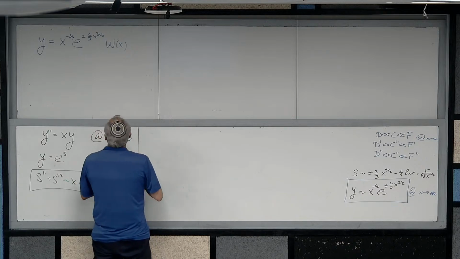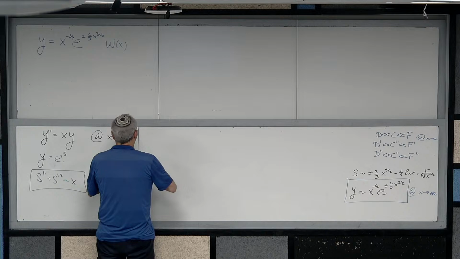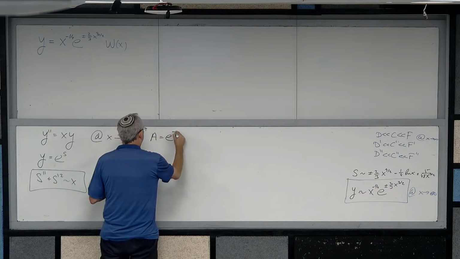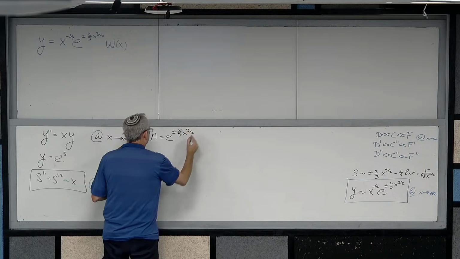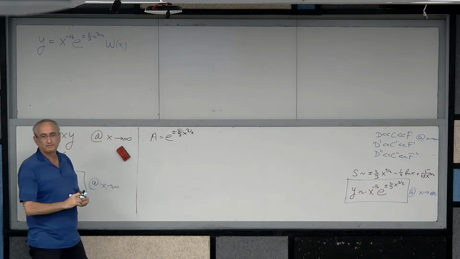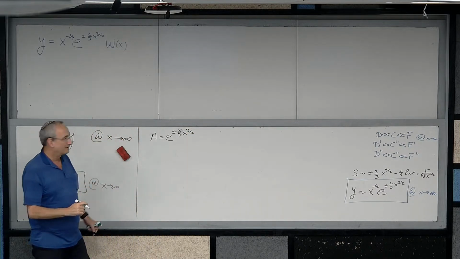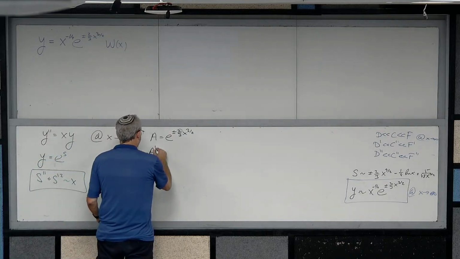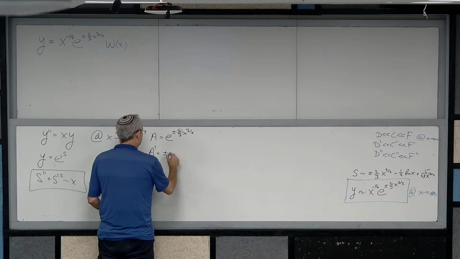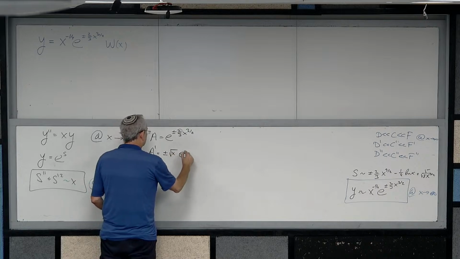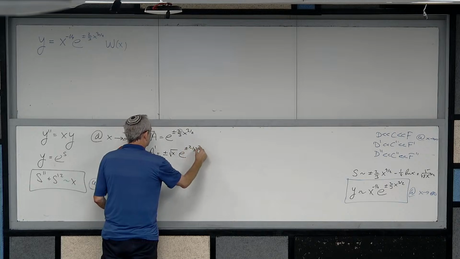So, I am going to say that A is e to the plus minus 2/3 x to the 3/2. These are just preparation for the calculation, right? So what is A prime? A prime is plus minus square root of x e to the plus minus 2/3 x to the 3/2.